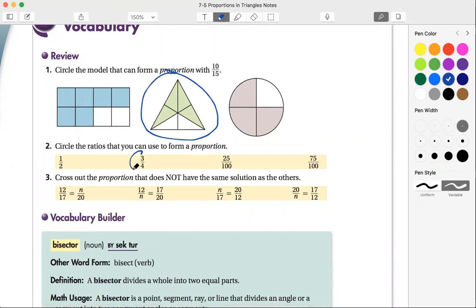So 3/4 and 75 over 100. And then cross out the proportion that does not have the same solution as the others. This one.